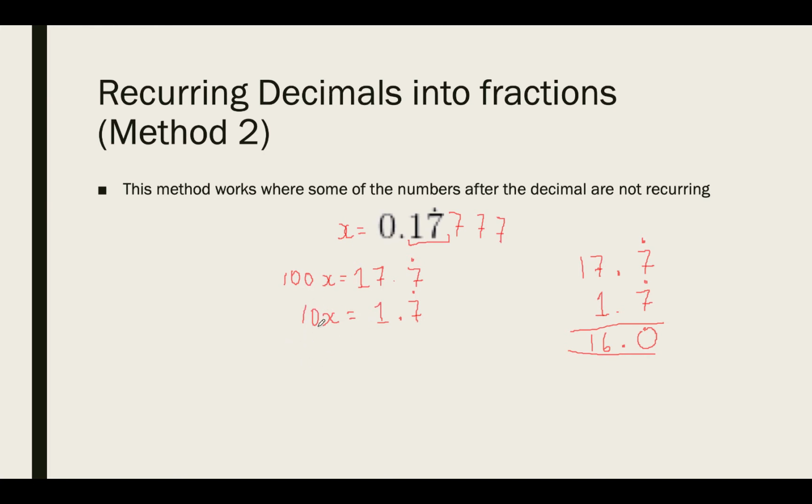So 100x minus 10x would give us 90x, and then that would equal 16. And then if we rearrange, we should get 16 over 90 is equal to x, and that would be our final answer.